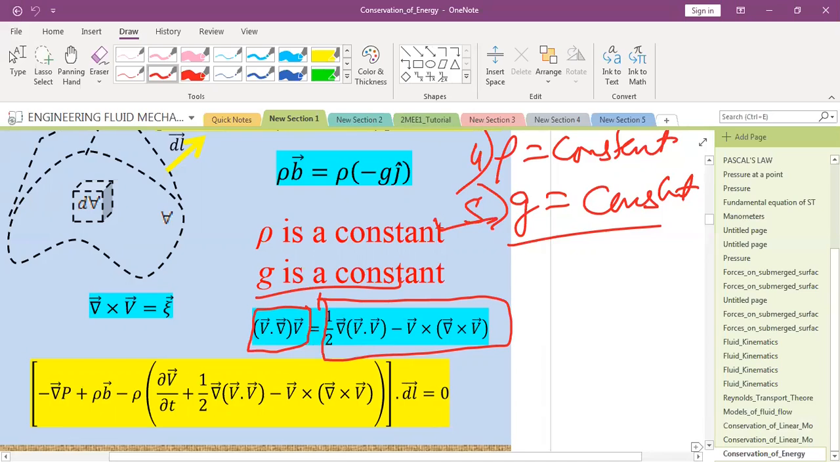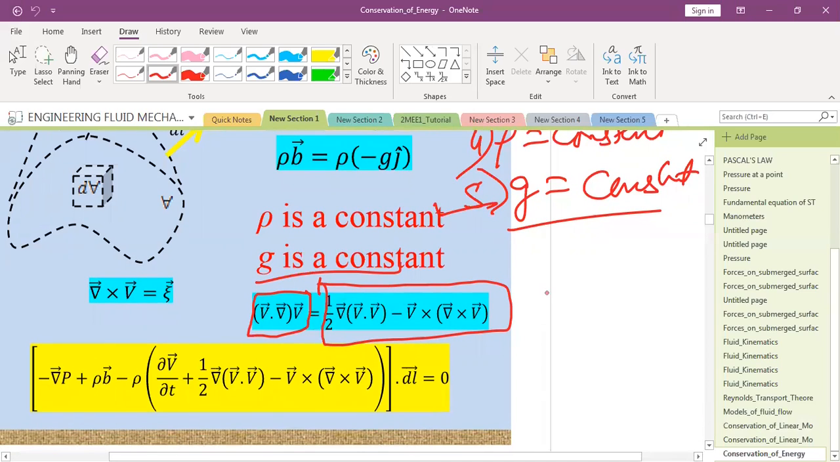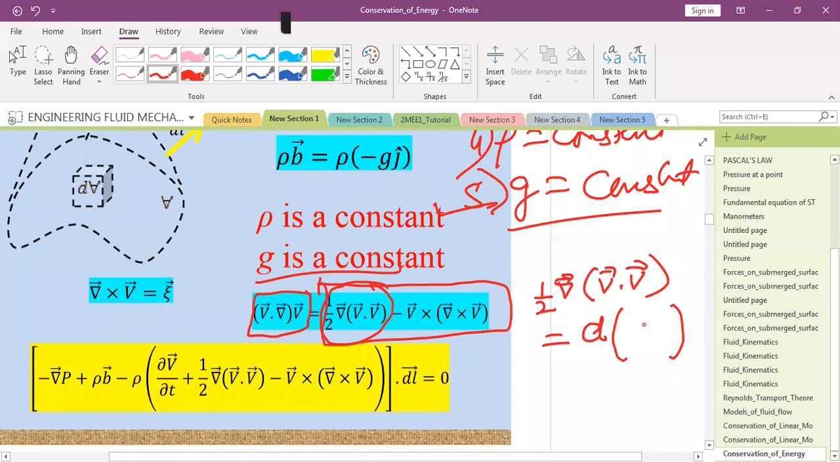Now let me know, what can I write down this as? Half del V dot V. That is this part. This could be written down as what? I am asking you here, just tell me what should be in this parenthesis. V square. V square. Anything else? Yes. 1/2. Del of V square by 2.